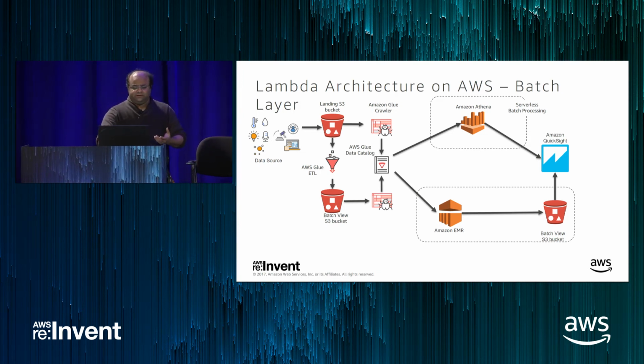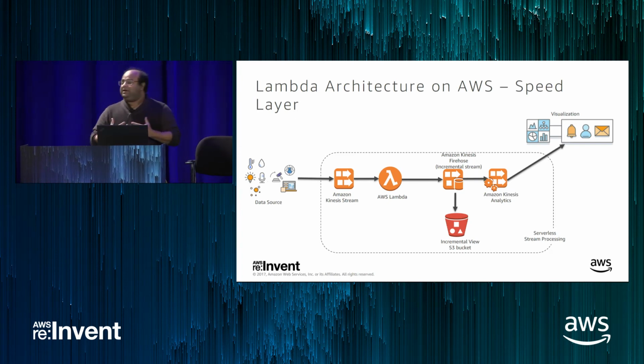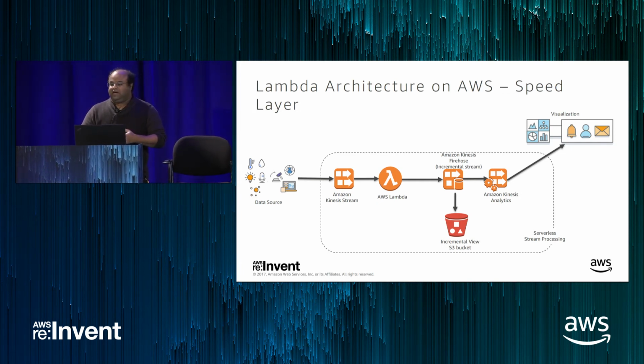This is the batch layer. The next layer is the speed layer. Here's where data is coming in, and you can push the data to Amazon Kinesis Stream and use AWS Lambda. So this is not the Lambda architecture, this is the AWS Lambda service. You can write your function in Node.js, C#, or Python, and do minimal processing of the data, and then pass it over to Amazon Kinesis Firehose, which will stream the data to a persistent storage.